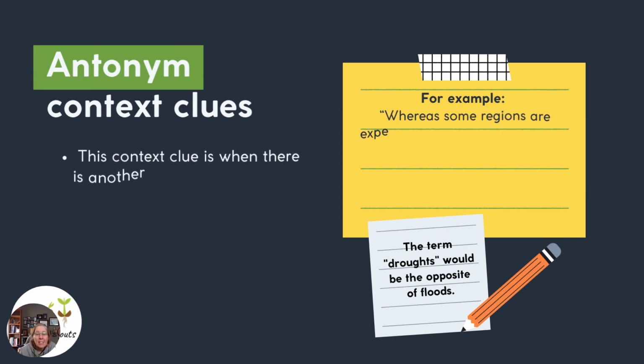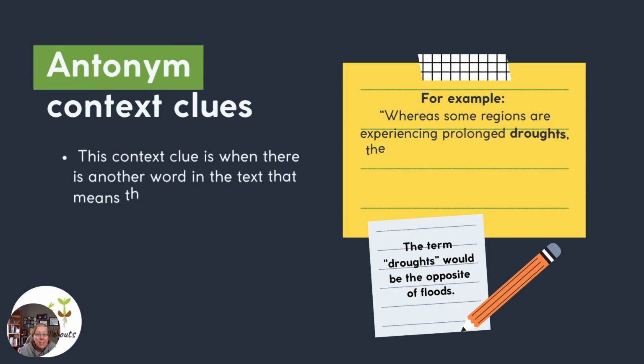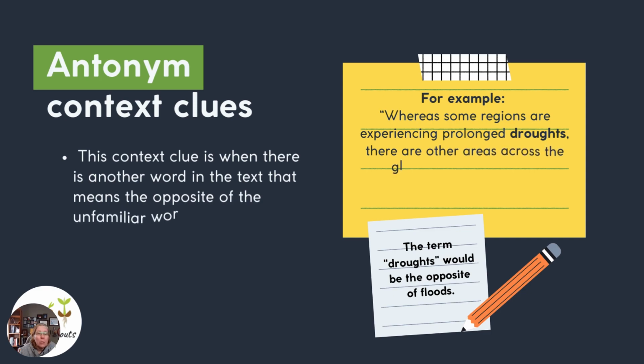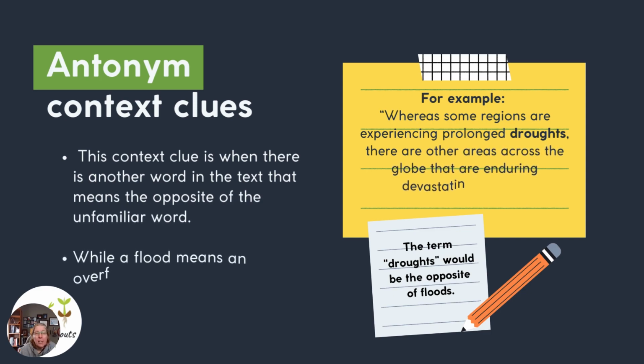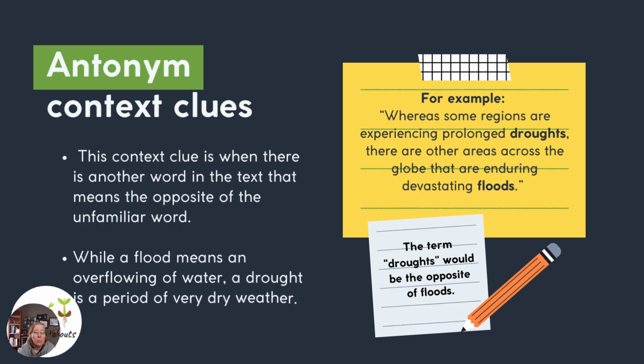The antonym context clue is floods. So the term drought would be the opposite of a flood. If your child means that a flood is when all of the land gets covered with water, a drought is when there is no water. The ground is very, very dry.